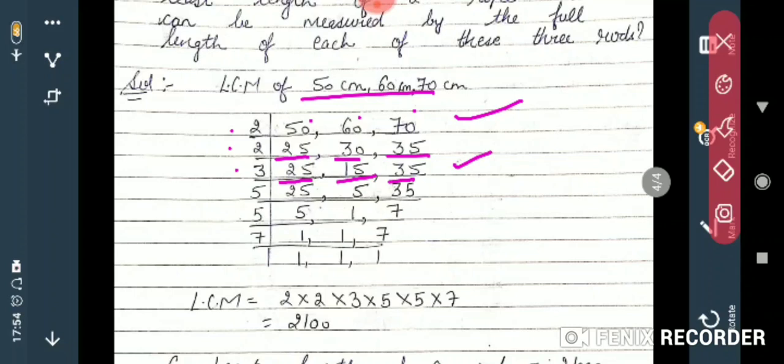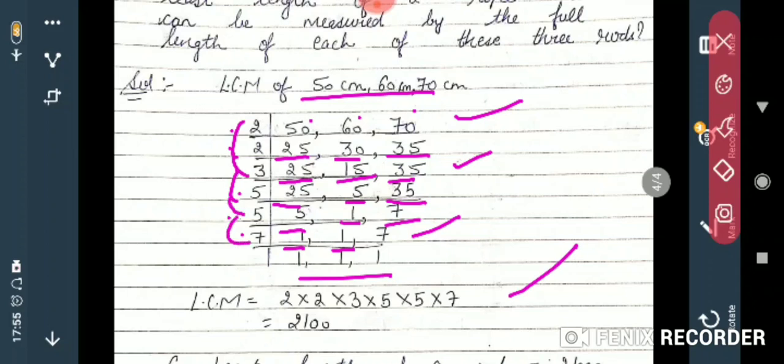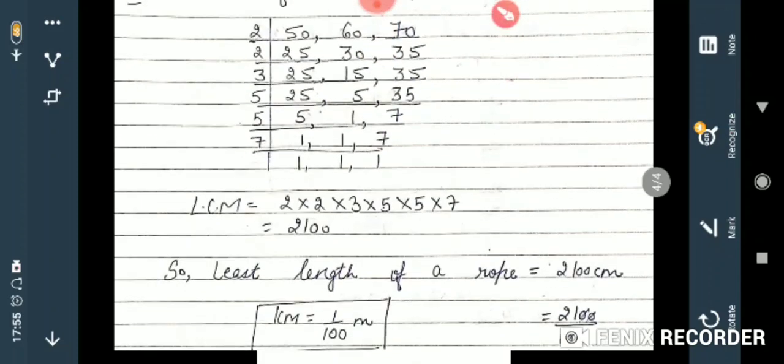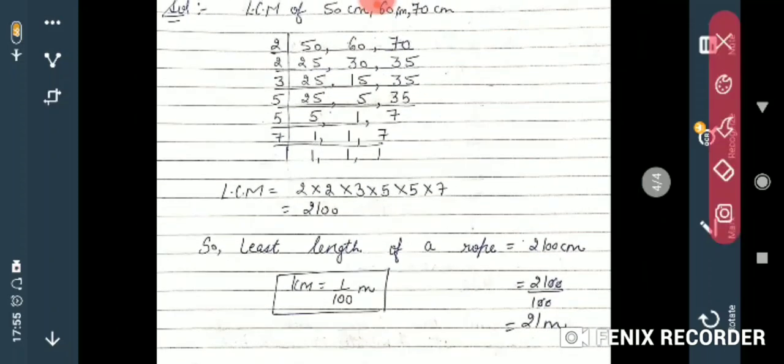These 3 digits are not divisible by 2 but can be divisible by 5. Just see 25 is not divisible by 3 but 3 fives are 15. Then 35. Then 5 fives are 25, 5 ones are 5, 5 sevens are 35. Again 5 ones are 5, then 7. Then 7 is divisible by 7 only. So how can we find the LCM? 2 multiply 2, multiply 3, multiply 5, multiply 5, multiply 7. What will we get? 2100. 2100 what? 2100 centimeter. So the least length of a rope is 2100 centimeter.